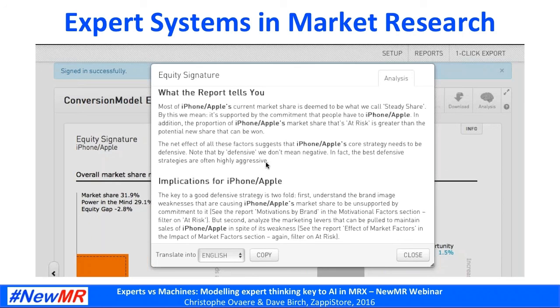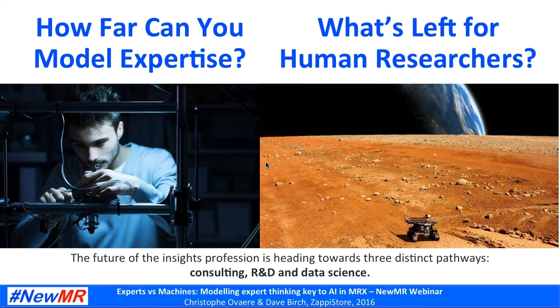So, as you can see, it's highly opinionated, and this is the strength of an expert system. The opinion that is overlaid on this particular data comes from the person who designed the conversion model in the first case, Jan Hofmeier. So, how far can we go, and what's left for researchers themselves?